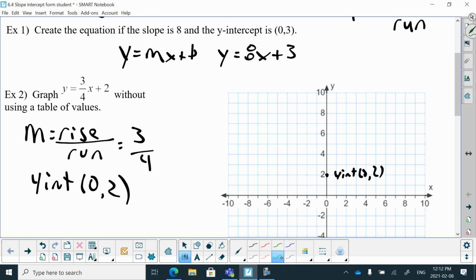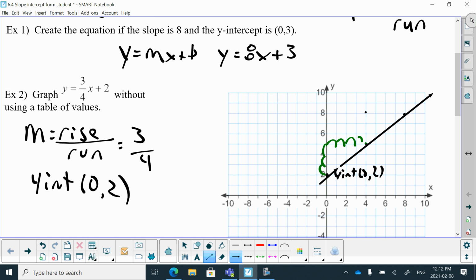I'll use green here. Up 1, 2, 3. And run 4: 1, 2, 3, 4. Switch that back to black. I do that a couple times: 1, 2, 3, 1, 2, 3, 4. And then make a line. A straight line. You need your straight edge or something that is straight so you can draw a line.